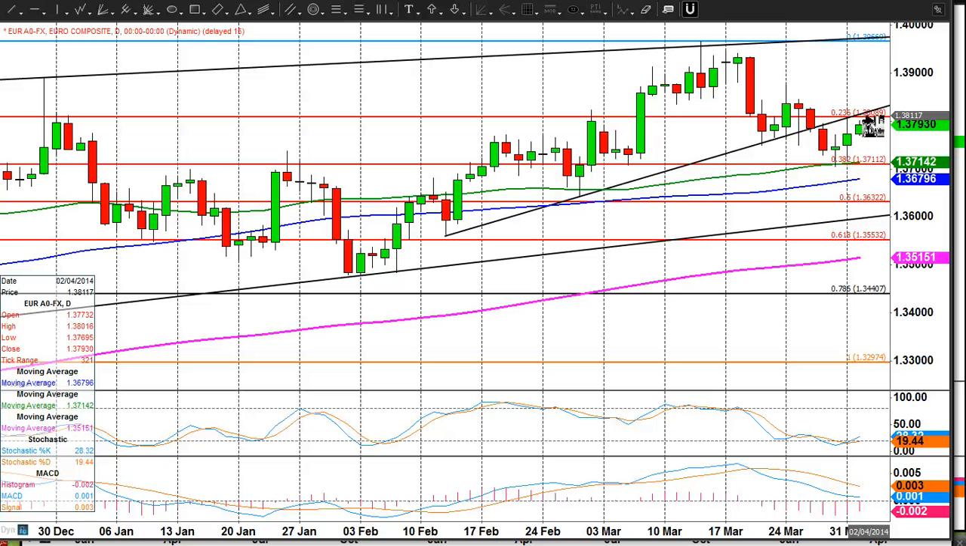Obviously it is a big obstacle, it won't be easy to overcome, but if we can just get a close above sort of 138.20, that would certainly be more positive, and it would allow this oversold stochastic to start bouncing back, and we could push on again and continue the longer term uptrend that we saw on the weekly chart.